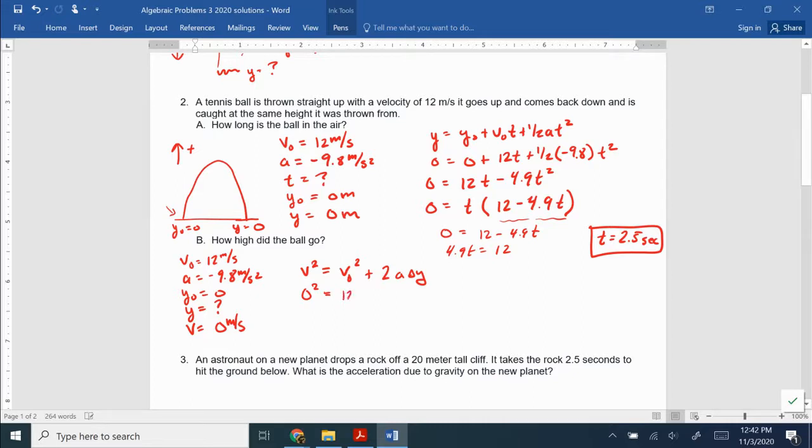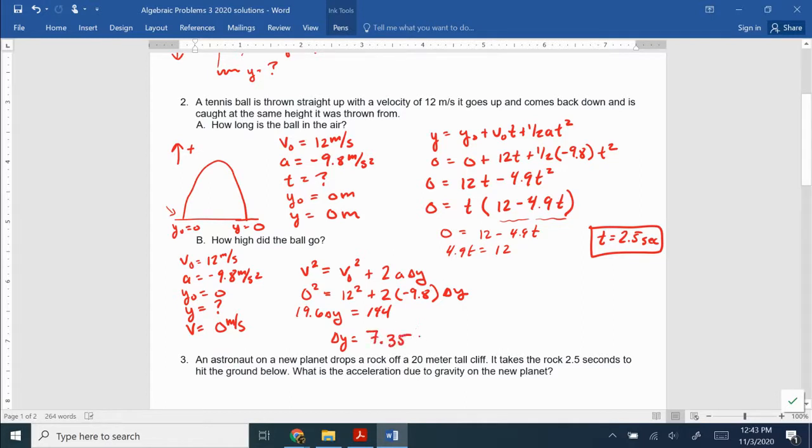0 equals 12 squared plus 2 times negative 9.8 delta y. So 2 times negative 9.8 gives you negative 19.6. So 19.6 delta y, I'm going to move that to the other side, is equal to 12 squared, which is 144. Divide by 19.6, and you're going to get that delta y is 144 divided by 19.6, 7.35.